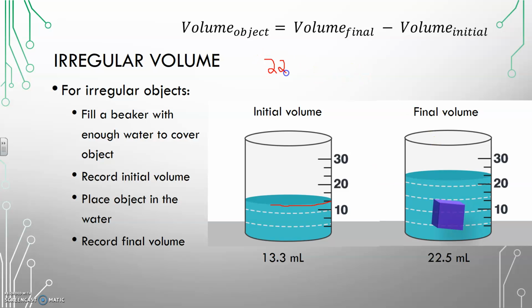So you have 22.5 minus 13.3. What did you get? So this object is roughly 9.2 milliliters in volume.